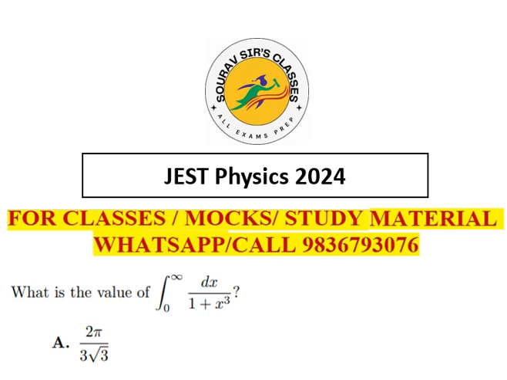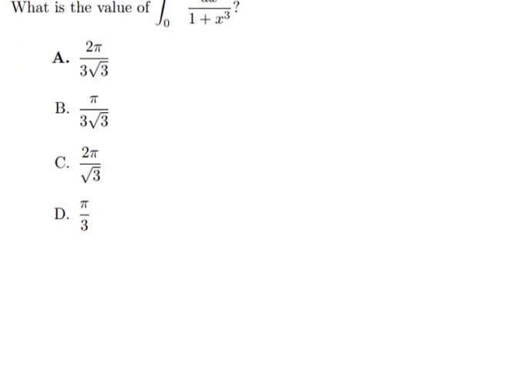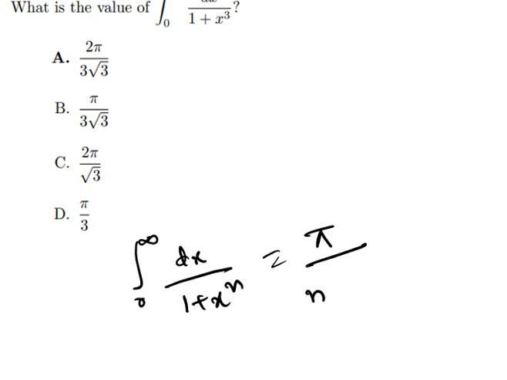Let us solve one problem from the JEST Physics 2024 paper. The problem states: what is the value of the integral from 0 to infinity of dx by 1 plus x cube? Using the standard integral, we know that the integral from 0 to infinity of dx by 1 plus x to the power n equals pi by n sine pi by n, right?